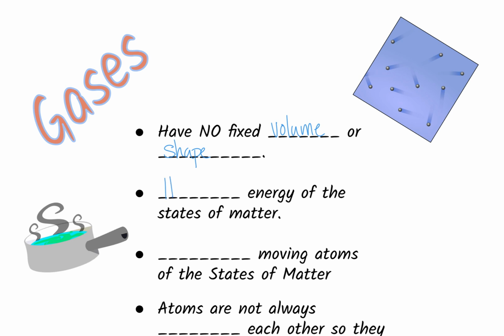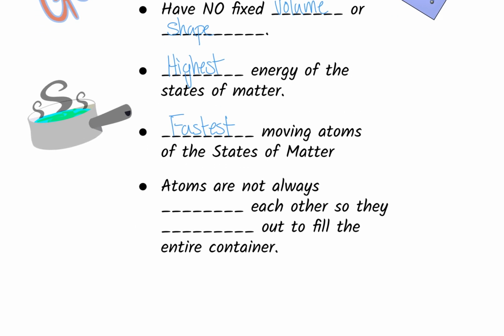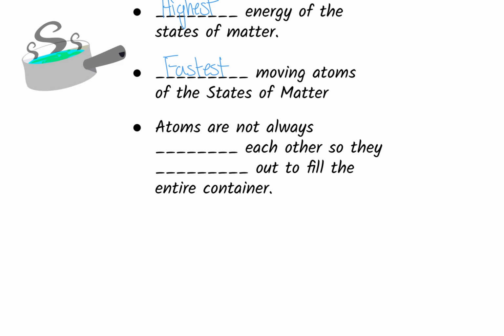So gases are the highest energy of the states of matter, and they have the fastest moving atoms or molecules of any of the states of matter. And the atoms are not always touching each other. They're not in contact with each other most of the time. So they spread out.